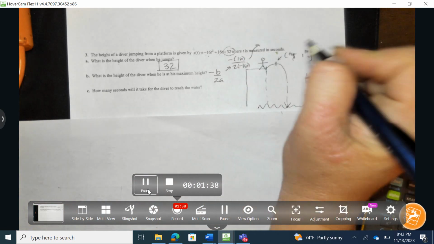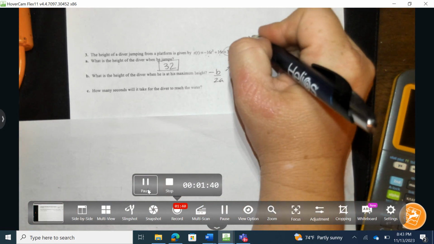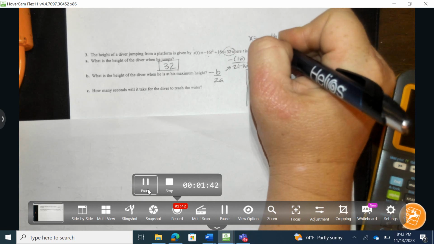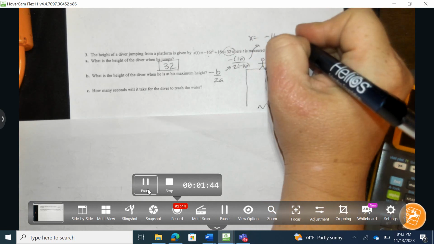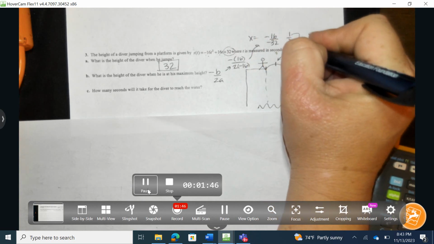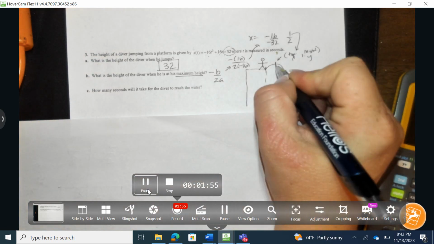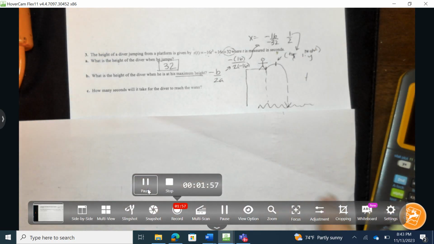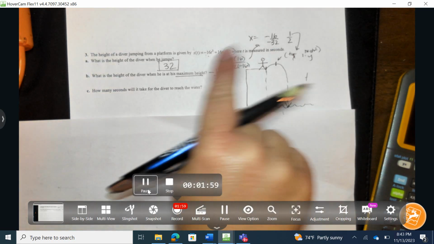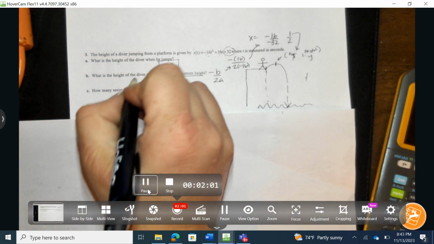We can see again, my a is negative 16, my b is positive 16, and my c is 32. So if I come right up here and I reduce this, I get an x value that's negative 16 over negative 32. Well, that reduces to positive 1/2. That is the time. So it takes a half of a second before the diver reaches the maximum height. But I want to know just what's the maximum height. What's the y value at this point? I know the x value is 1/2.